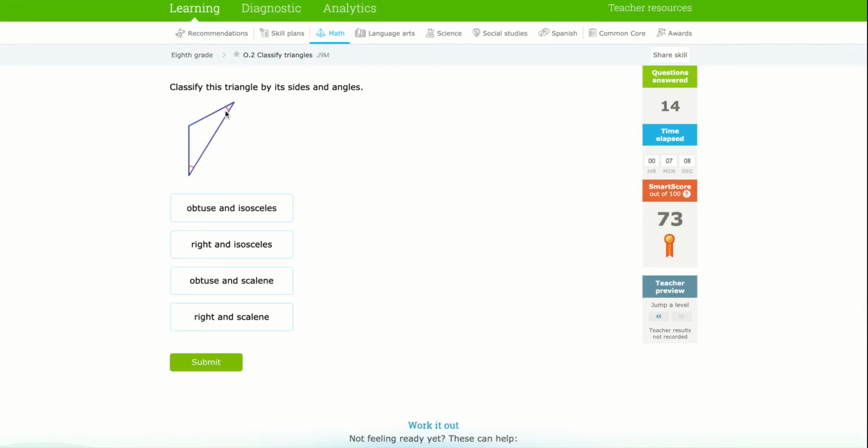Same exact thing here. We have two angle measures that are equal, so that's going to be an isosceles, and this angle looks a lot bigger than 90, so it's an obtuse, not scalene, obtuse isosceles triangle.